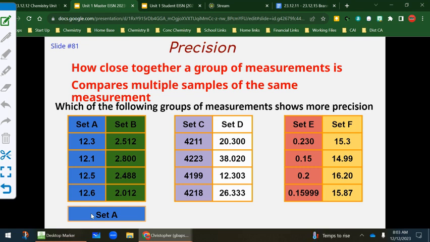Questions? All right. Take a look at set 2, ladies and gentlemen. Find the difference between the high and low in set C and set D. And then let's see if we can figure out which one is the more precise.